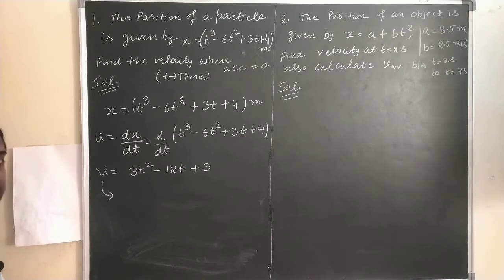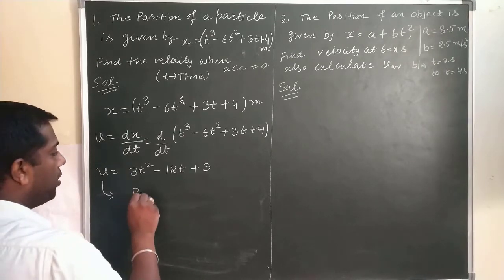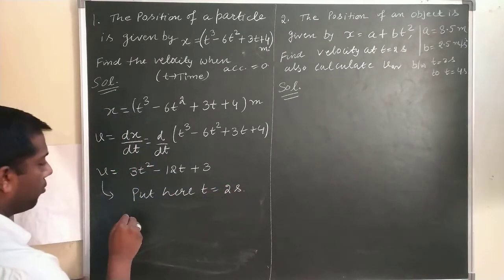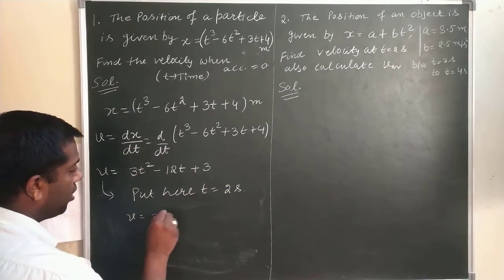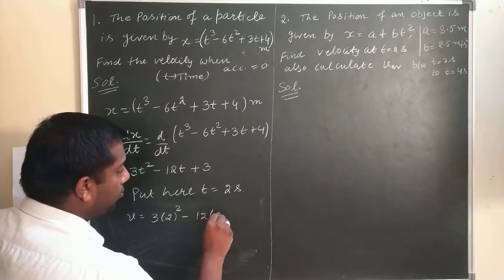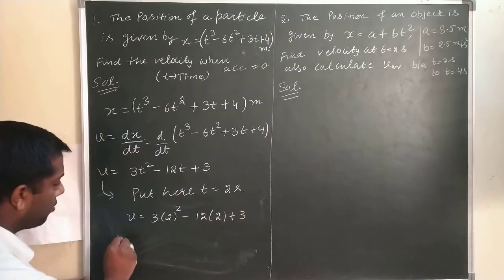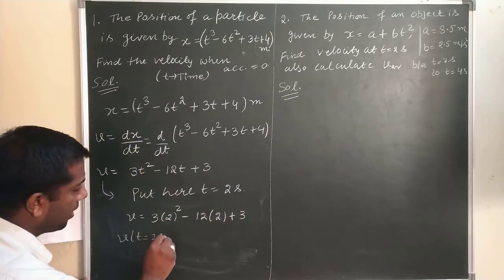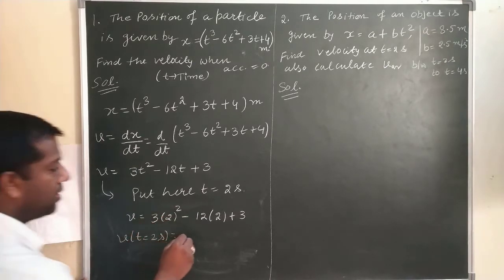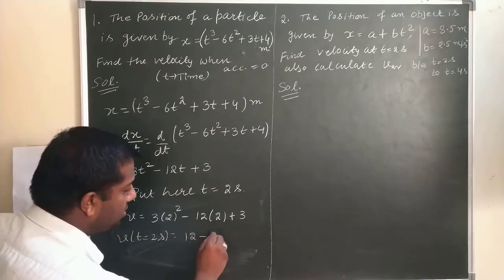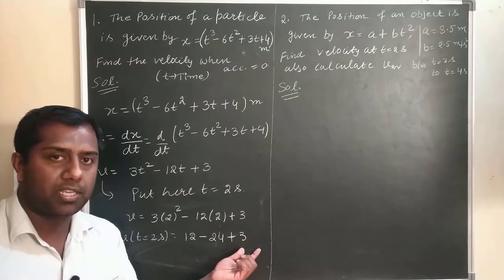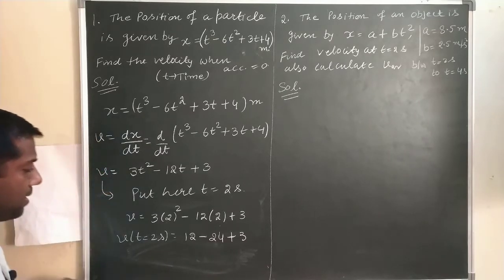So now this is the formulation for velocity. Put here t equal to 2 seconds. So what is velocity? This is 3 into 2 raised to power 2 minus 12 into 2 plus 3. So velocity at t equal to 2 seconds is what? 2 raised to power 2 means 4. 4 into 3, this is 12, minus this is 24, plus 3. So 12 plus 3 is 15, minus 24, this is minus 9.